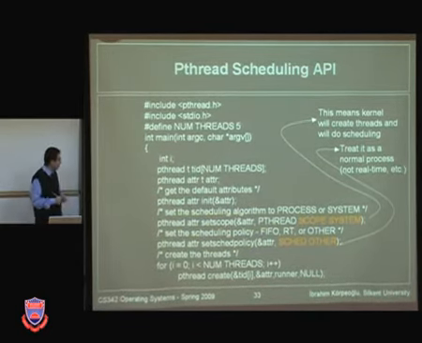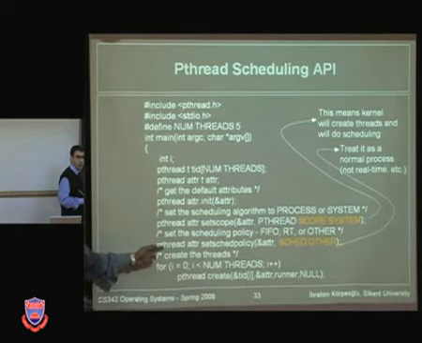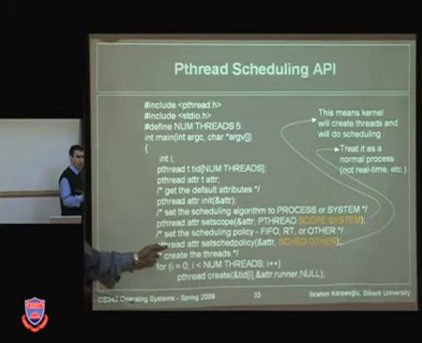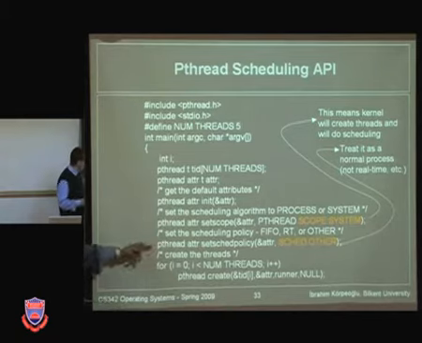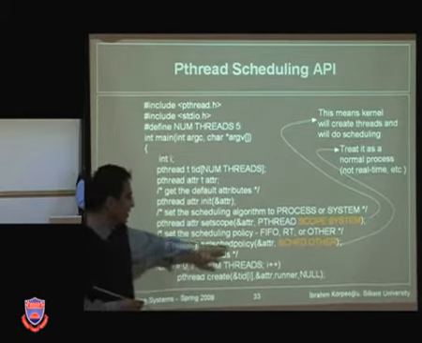Then you can also specify the scheduling policy for that thread. That thread may be running a real-time application. Or that thread may be an ordinary process thread, doing some ordinary activity like editing or compiling. Or that thread may be just doing number crunching, running in the background. So then you can set the scheduling policy for that thread.